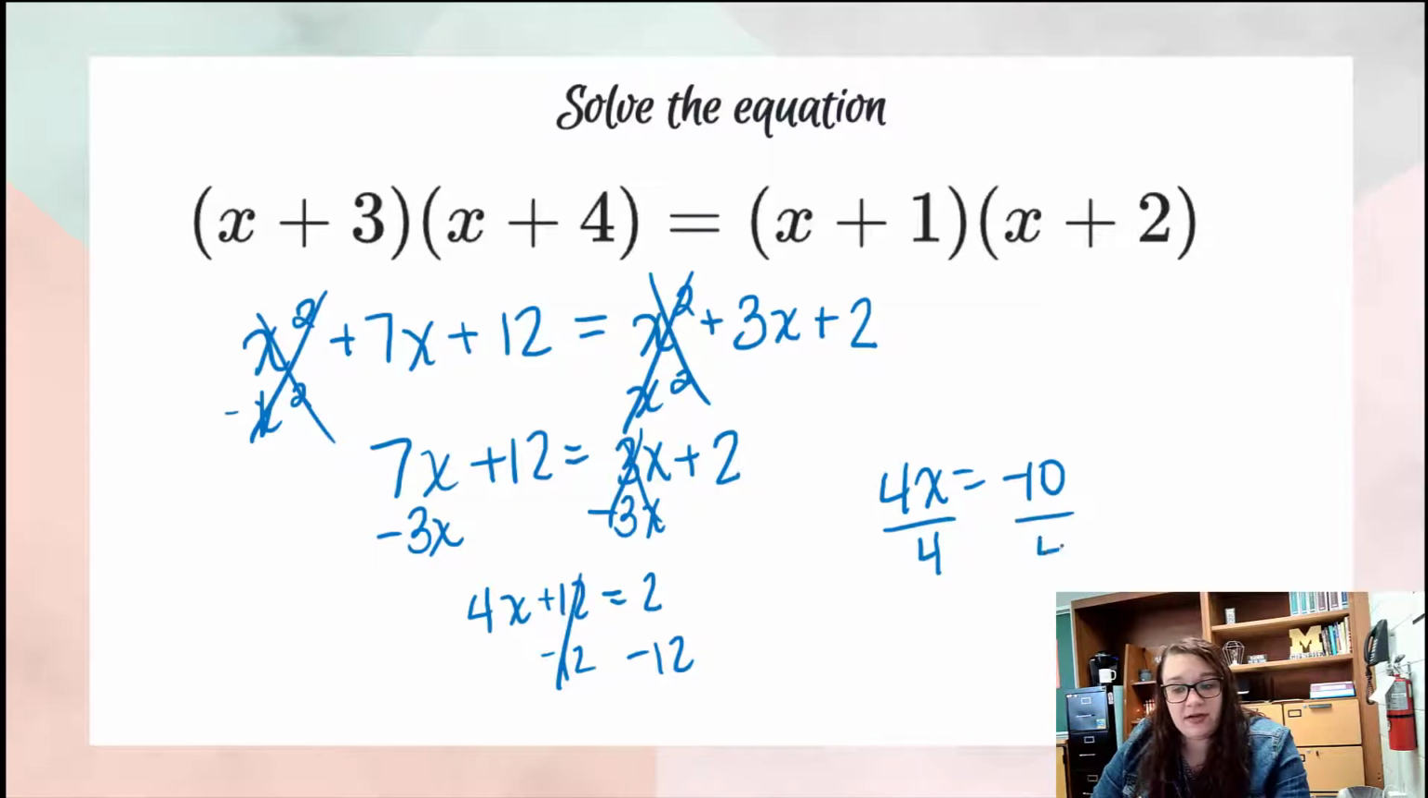And lastly, if I divide both sides by 4, I've got x equals negative 10 over 4, or simplified negative 5 over 2, or as a decimal, negative 2.5. That one wasn't too bad, other than the weird part with the squareds on both sides. Let's look at our real lesson for today now that we've reviewed a little bit.